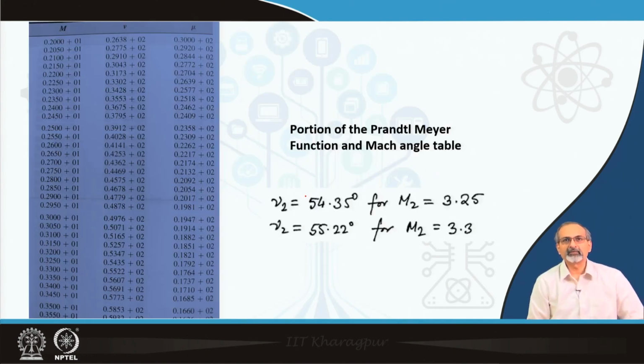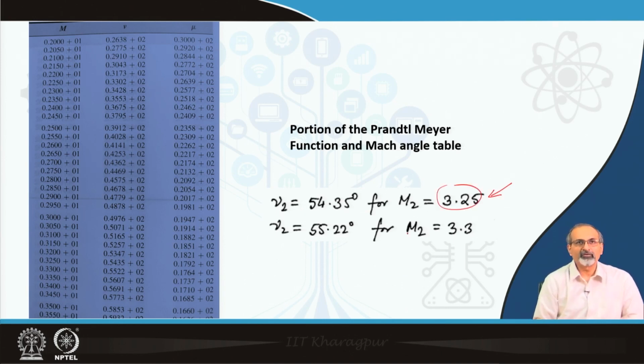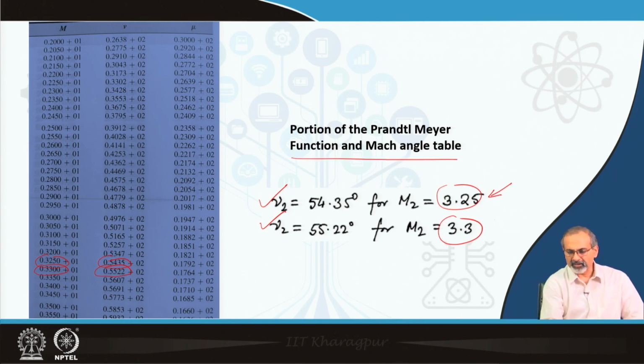Now, if you read the Prandtl-Meyer expansion tables, let us go to the table and we will come back again. You would notice that for a local Mach number of 3.25, which you find over here, the nu 2 is found to be 54.35 degrees, and again for a local Mach number of 3.3, you will get a value of 55.22. So, these are the relevant values for us, and we just had a look at the portion of the Prandtl-Meyer function and Mach angle table. This is the Mach angle, this is the function value.